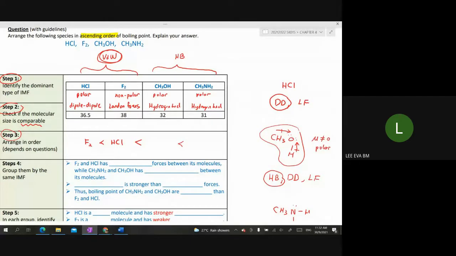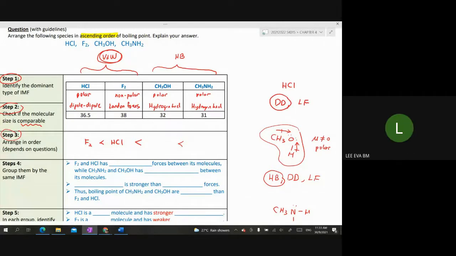So, antara CH3OH and also CH3NH2, apa yang berbeza sebenarnya? Hydrogen bond. Number of hydrogen bond. Dua-dua ada hydrogen bond. Apa yang berbeza? Cuba tengok formula dia. Electronegativity. Antara O dengan N. Siapa yang lagi elektronegatif? O ataupun N? O. So, which one giving you a stronger hydrogen bond?